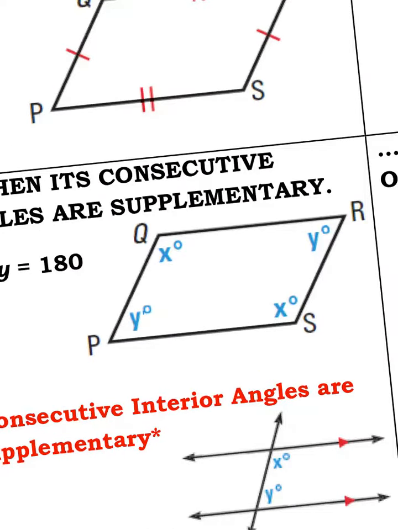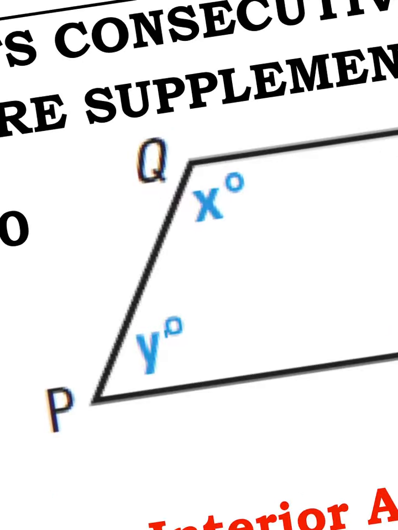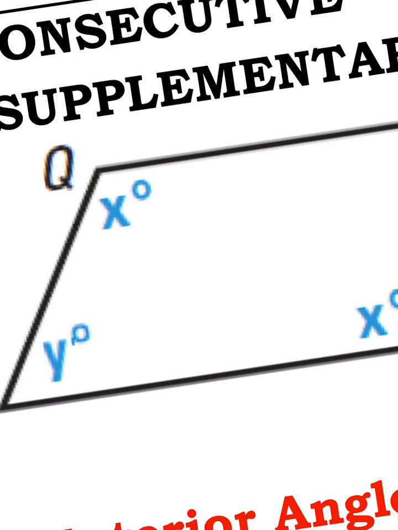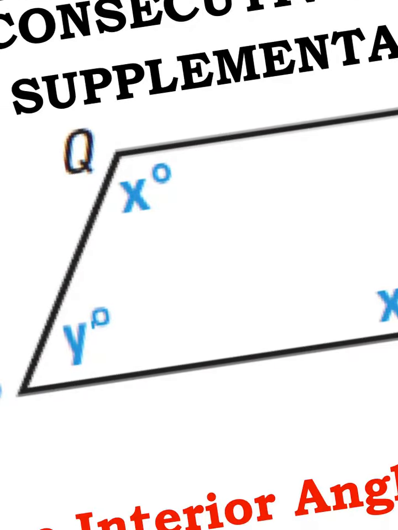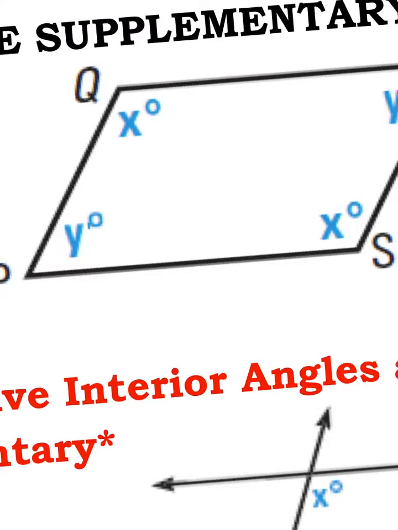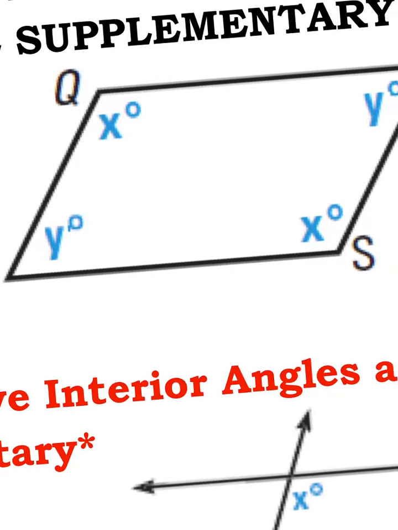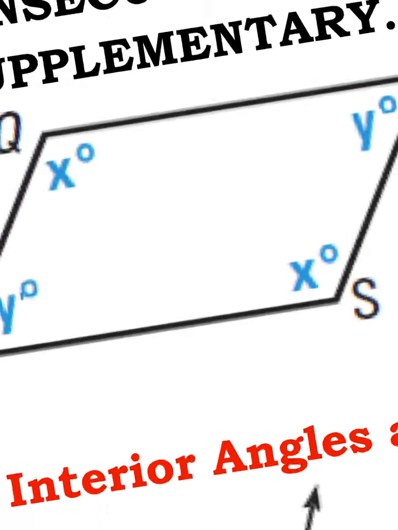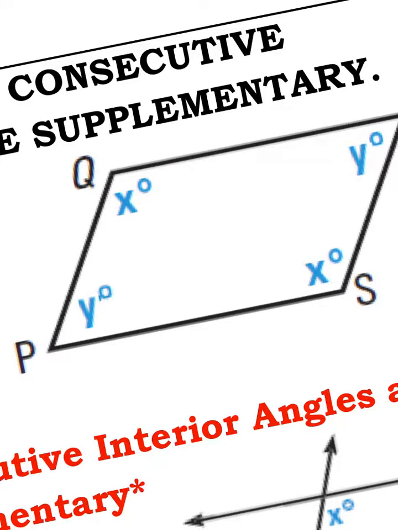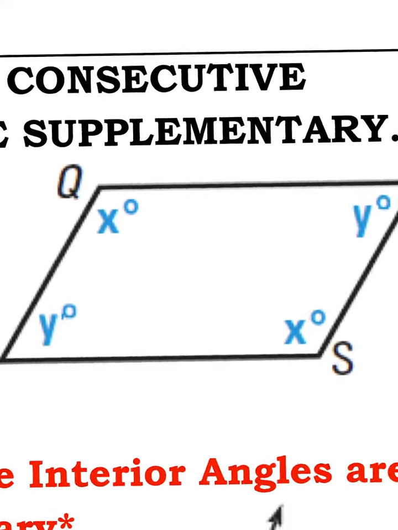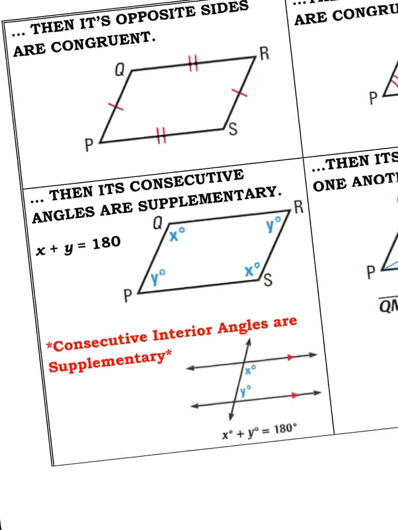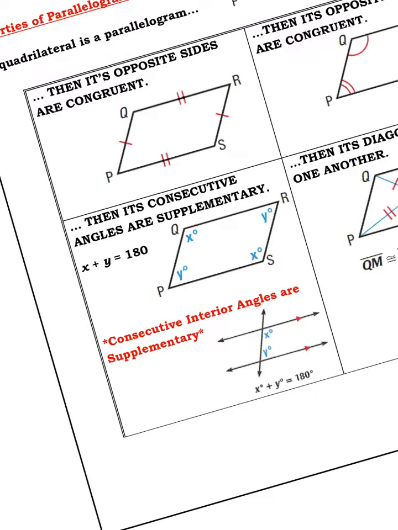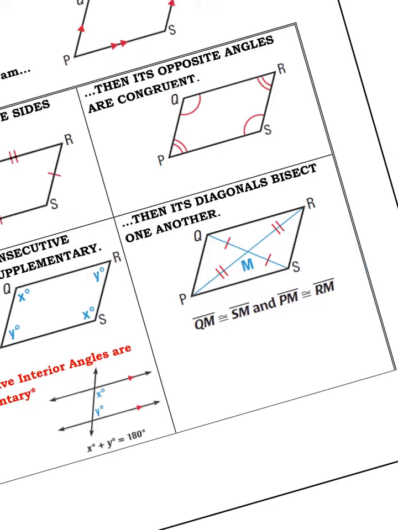So imagine QR and PS as my two parallel lines. That makes angles X degree and Y degree consecutive when they're next to each other. They could also be consecutive working from left to right, from Y over here and X over there. Those are going to add up to 180. And if you notice, it's the same letter going across, looking at it diagonally. So consecutive angles are supplementary because consecutive interior angles are supplementary.